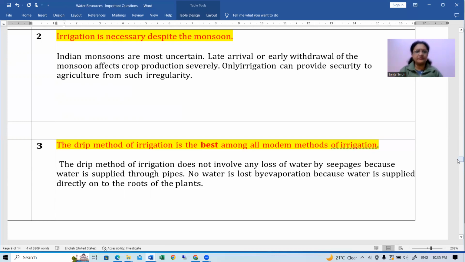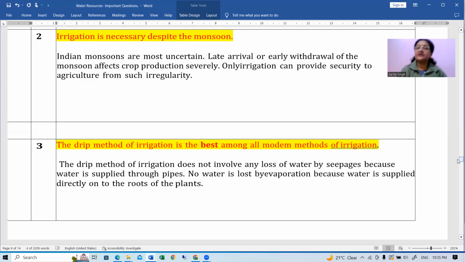So the nature of monsoon is totally uncertain, and yet it is the major source of rainfall. We cannot say it is the only source, but it is the major one. Late arrival or early withdrawal of the monsoon affects crop production severely, and to sort out this problem, only irrigation can provide security to agriculture from such irregularity.